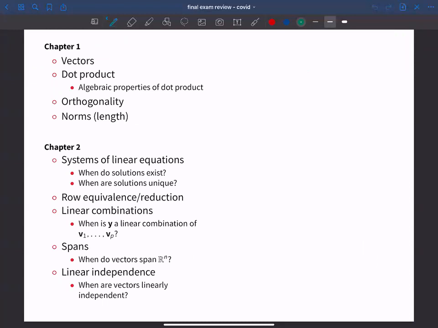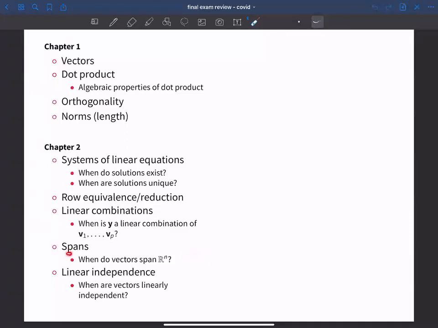Let me stop here because I can't see any faces. It's hard for me to gauge where people are at with this. But any questions on these first topics we see here? No, it doesn't sound like there are any. Okay.